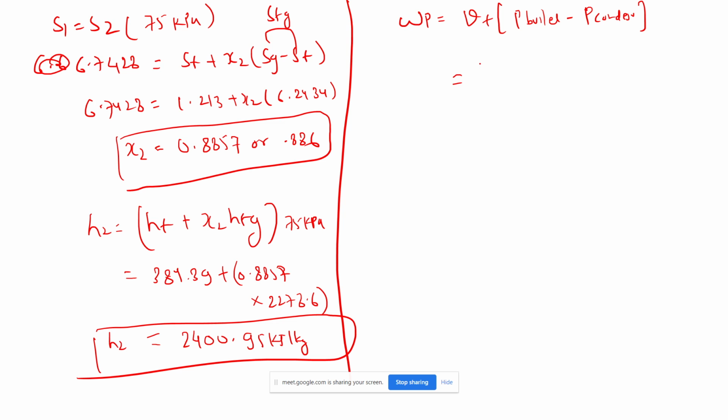So what is the value of vf at a 75 kilopascal pressure? 0.001037. Multiply by 3000, we have to convert megapascal into kilopascal, minus 75. So what we will get for WP, pump work, is 3.03.